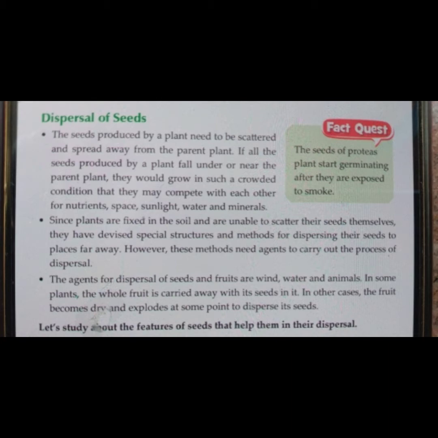What happens if all the seeds produced by a plant fall under the mother plant? Hence they have to move away from the mother plant. That is nothing but dispersal of seeds. Is that clear? So now, dispersal of seeds, fine, they have to move from the mother plant, but how do they?